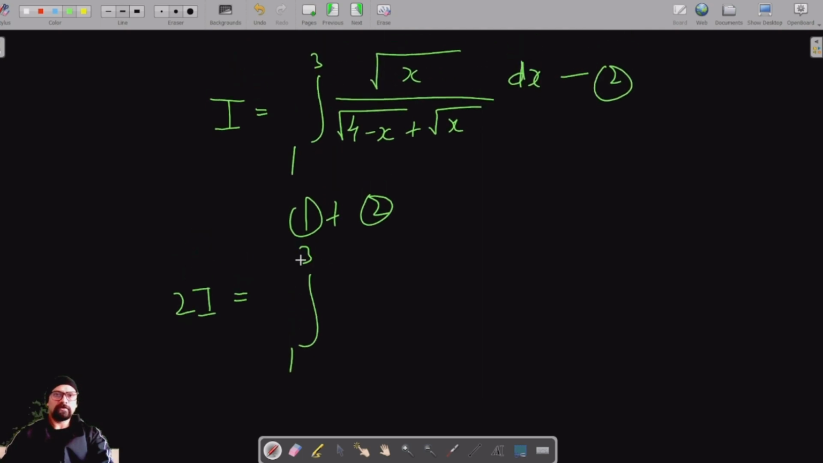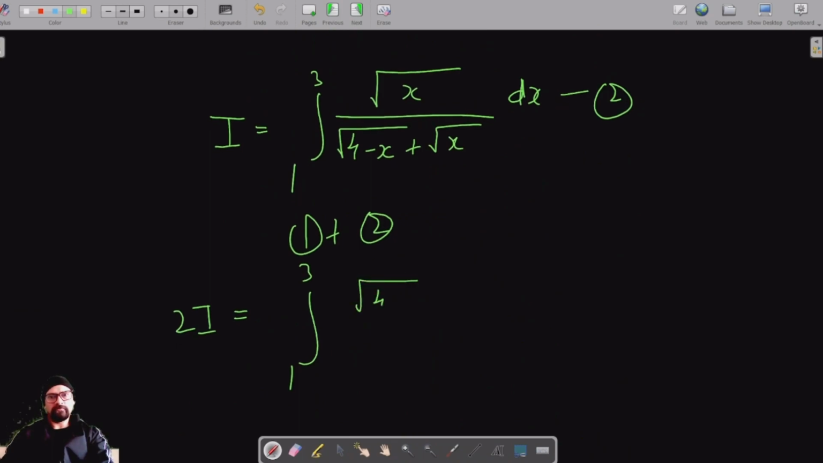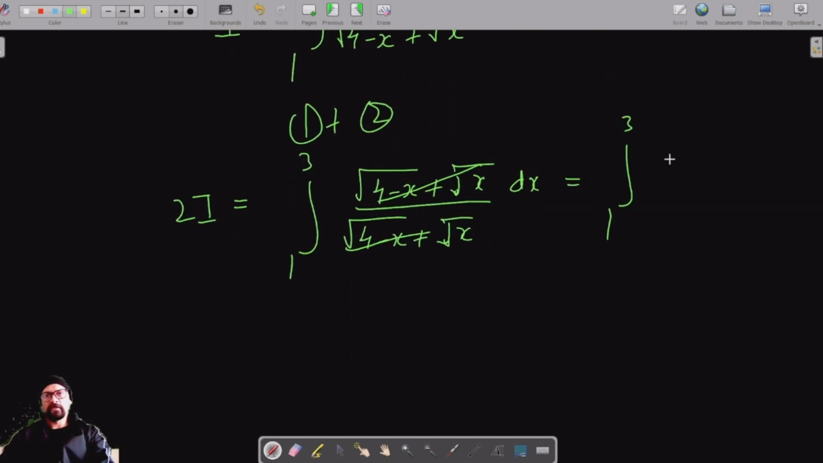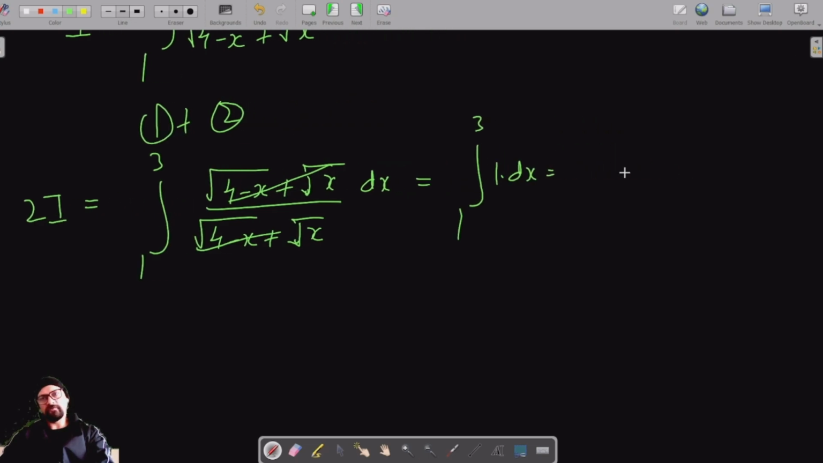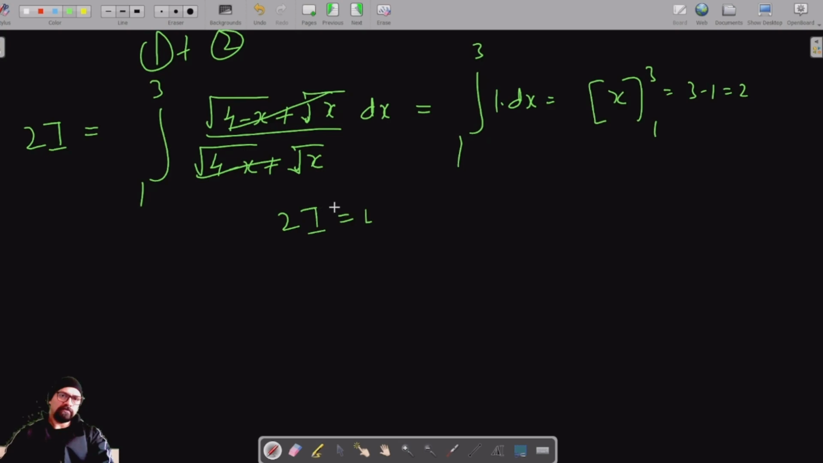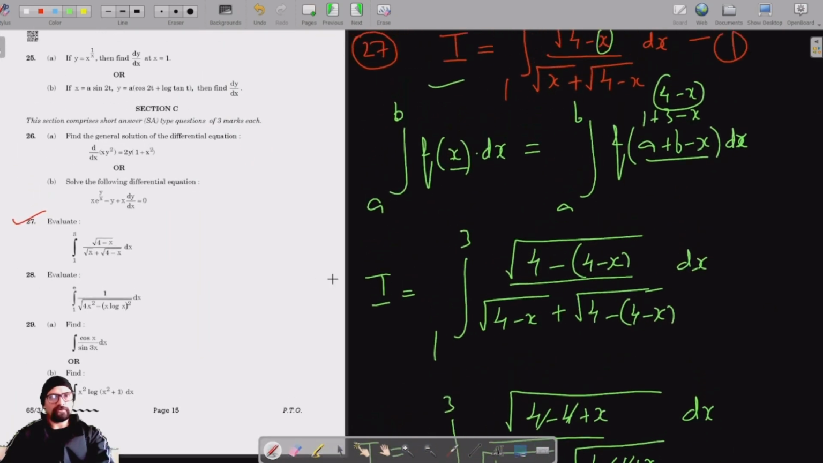Its integration 1 to 3. And if we add this, this is now the root of 4 minus x plus root of x upon root of 4 minus x plus root of x. Okay, this gets cancelled and this is 1 into dx. Integration of 1 is x, from 1 to 3. So 3 minus 1 is equal to 2. And 2I is equal to 2, which gives us I is equal to 1. And this is also question number 27. Let's move on to question number 28.